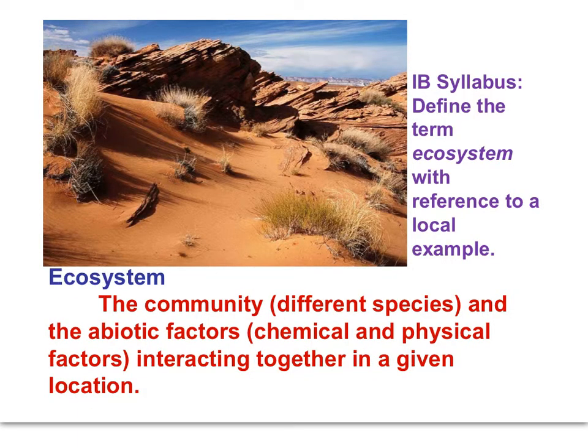An ecosystem is a community, different species, and the abiotic factors interacting together in a given location. In this photograph, the ecosystem includes the plants and animals of the desert interacting with each other as animals feed on plants, called herbivory, or animals feed on animals, called predation. And the ecosystem also includes the plants and animals of the desert interacting with the abiotic environment, the lack of rainfall, the high and low temperatures which are typical of a desert.